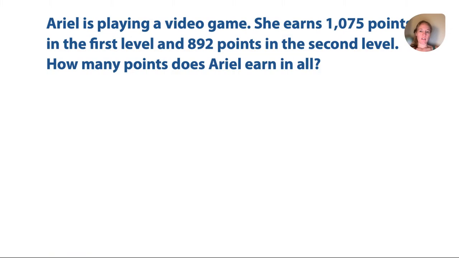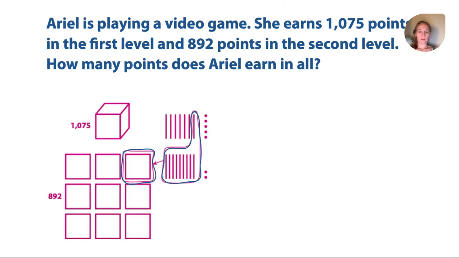All right, and so here's an example problem. Ariel is playing a video game. She earns 1,075 points in the first level, 892 points in the second level. How many points does Ariel earn in all? So an example problem could be using a model. So you would have the first number, 1,000, and then 7 tens, 5 ones. And then you would do the same for the second number, 800 blocks, 9 tens, and then 2 ones.